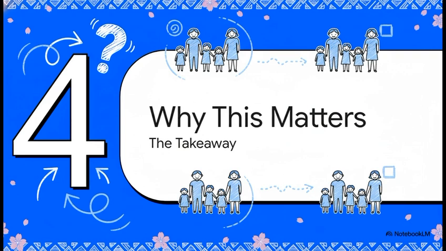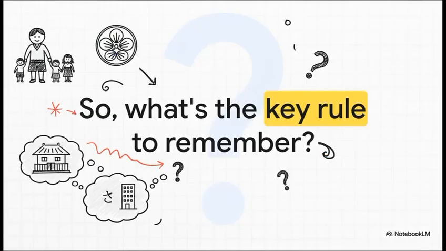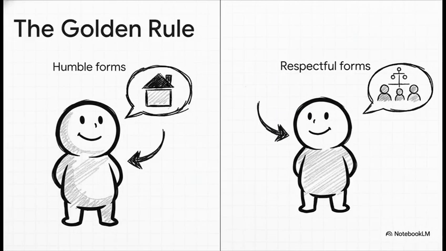So we've gone over the what, but now for the big question. Why? Why does this matter so much? And it's about way more than just being polite. This whole idea gets at a really fundamental piece of Japanese culture. So if there's one thing you remember from all this, what should it be? What's the one simple rule that makes sense of everything we just talked about? It's this. You use the humble forms like chichi and haha when you're talking about your own family, but you switch to the respectful forms like otosan and okasan when you're talking about someone else's family.